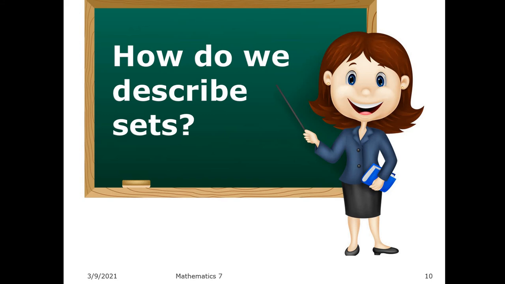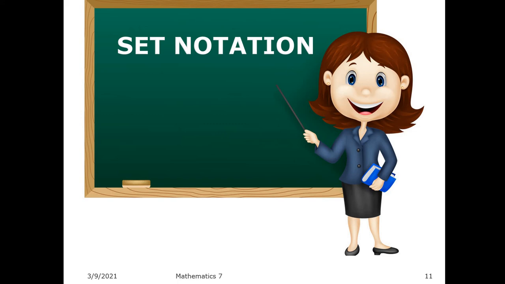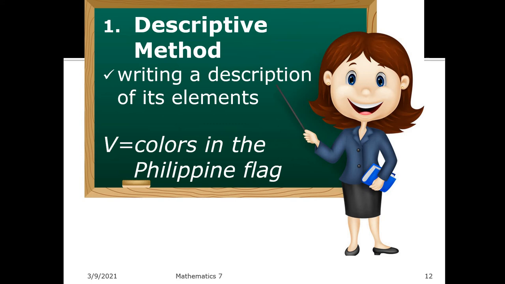So how do we describe sets? We have the set notation. First is the descriptive method, which is simply writing a description of its elements. For example, V is a set of the colors in the Philippine flag.